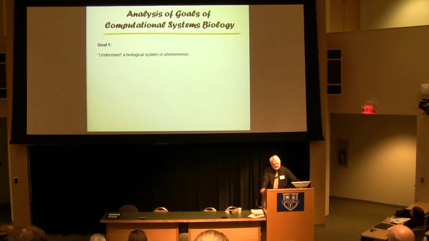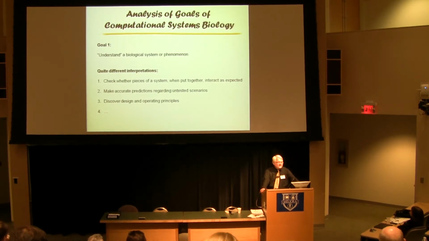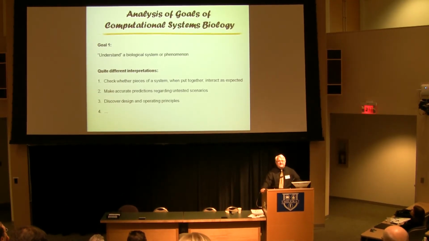So if we look at the goals, I said the first one is to understand a biological system. Now, if you dig a little deeper, then you say, what does that really mean? What does it mean to understand a system? So one interpretation of understanding is we have all these pieces, and we want to put them together, and if we put them together into a model, does the model still work as we would like it to work, or do things happen in the process?